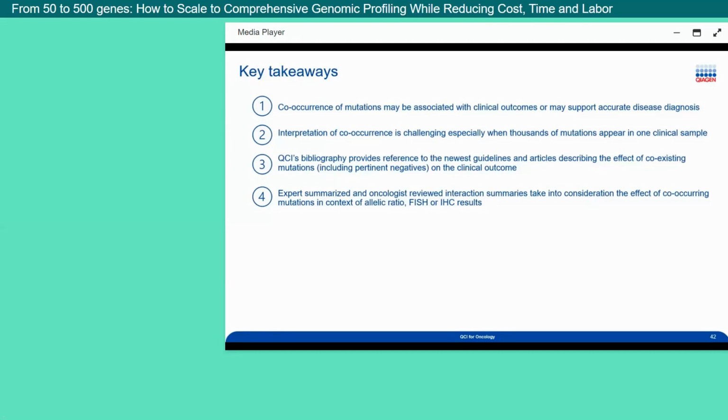take into consideration not just the two mutations and the effect of these two mutations on the prognosis, diagnosis, or treatment, but it also considers all the details around it, such as the allele ratio. It could also be FISH or IHC results that are taken into consideration.